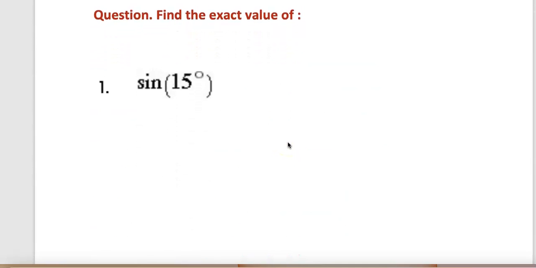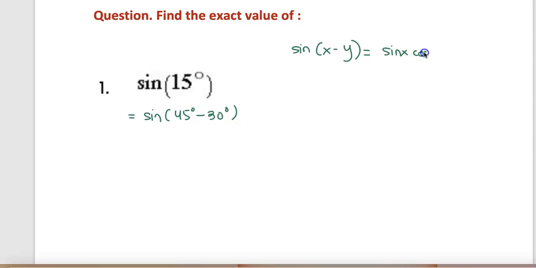Our question says find the exact value of sine 15 degrees. What I can do is rewrite sine 15 as sine of 45 degrees minus 30 degrees. I will use the subtraction formula for sine. Sine of x minus y is equal to sine x cosine y minus cosine x sine y.